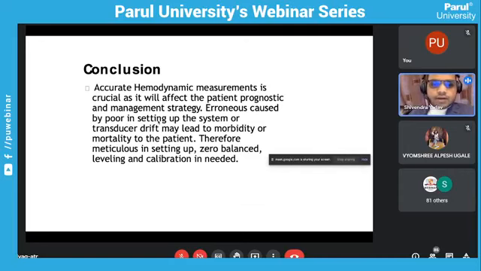So with all this, I just want to conclude that accurate hemodynamic measurement is very crucial as it will affect the patient's prognosis and management strategy. Any error will cause problems for the patient and may lead to morbidity and mortality. Therefore it is very important for you to do this accurately and properly.